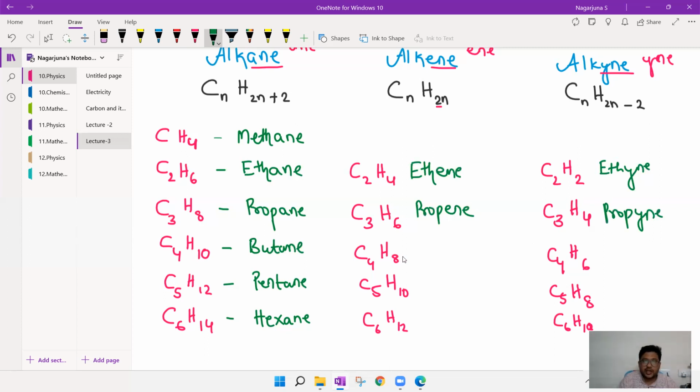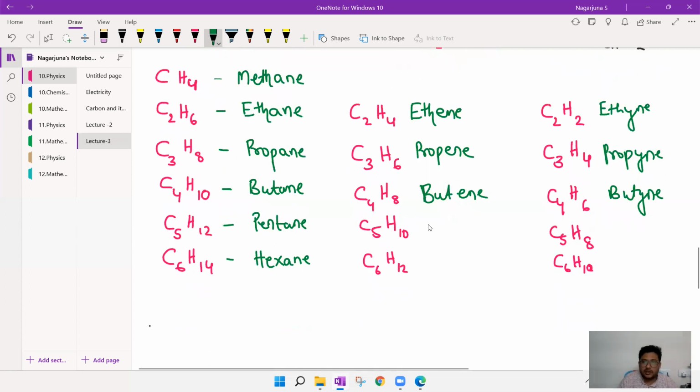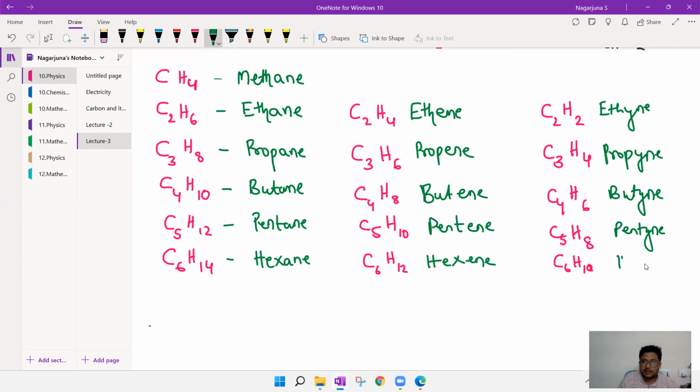C4H8, 4 carbons with alkene. Here C4H6, 4 carbons with alkyne. It becomes butene. Here it becomes butyne. Now 5 carbons with alkene, pentene. Here it is pentyne. Here we have hexane. Next hexene. Then hexyne. Like that, we can write chemical formulas.